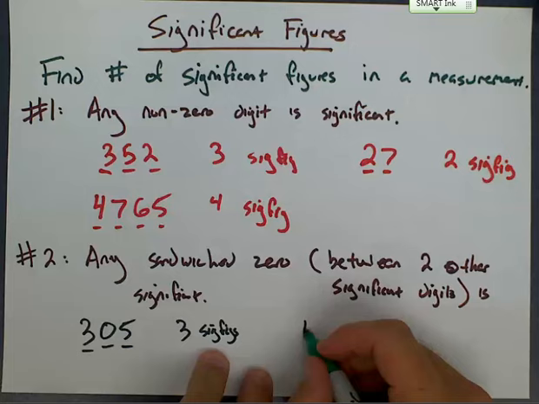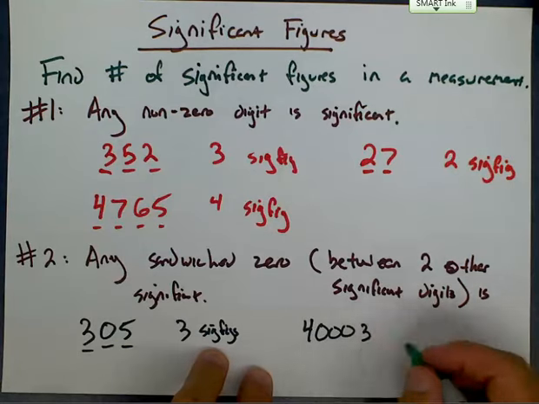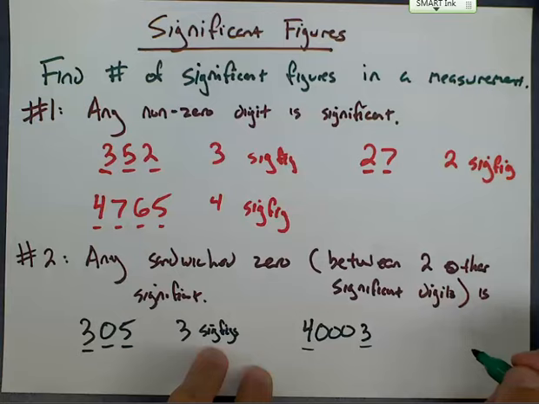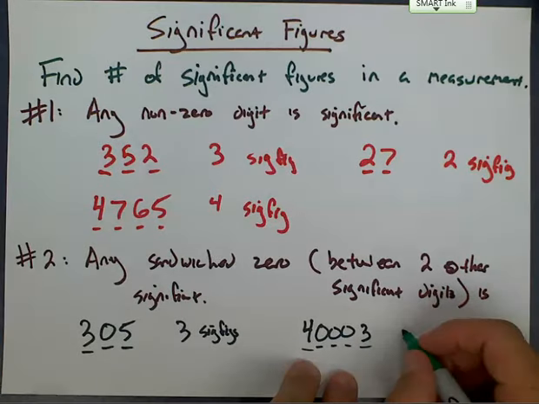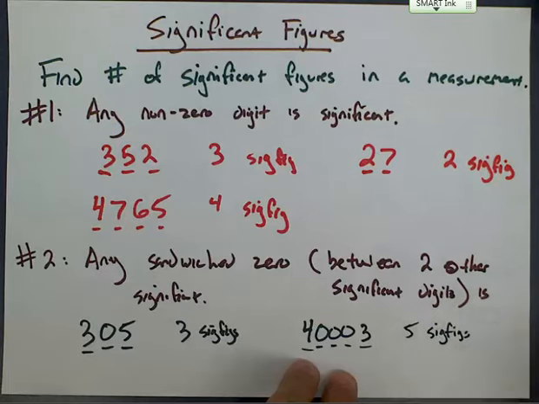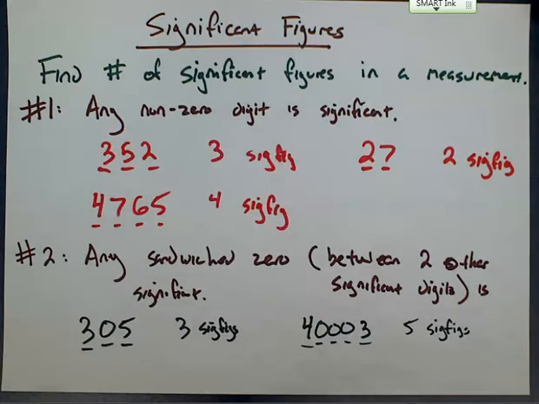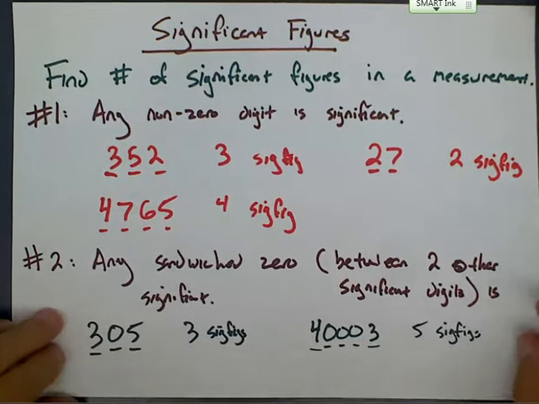If I had the number 40,003, 4 and 3 are both significant, which means all the zeros in between them must be as well. So this would have 5 significant figures. Okay? Any zeros between 2 numbers that are already significant are also going to be significant themselves. So let's go ahead and take a look at some of the more interesting rules.